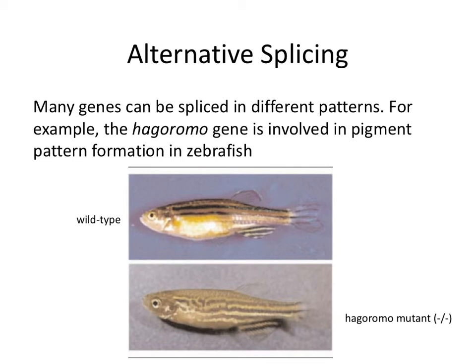Does it look the same to you? What's different? Yeah, the black color intensity is a little bit different, and the stripes got messed up, right? It's not stripes anymore, there's some blotchiness. So this is a gene that's involved in coloration and pigmentation in fish and maybe other species as well.